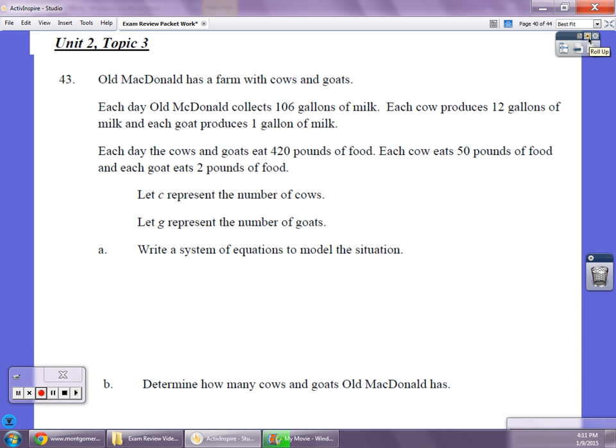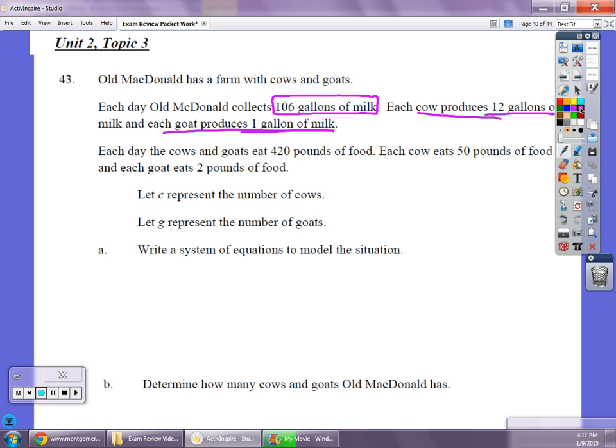Let's think about all the information we have. We have 106 gallons of milk, so we have information about gallons, 12 for the cows and 1 for the goats. And then we also have information about pounds. So 420 pounds of food, and we know that cows eat 50 pounds of food and goats eat 2 pounds of food. So we're going to have an equation for both of those different pieces of information. Let's start with the gallons.